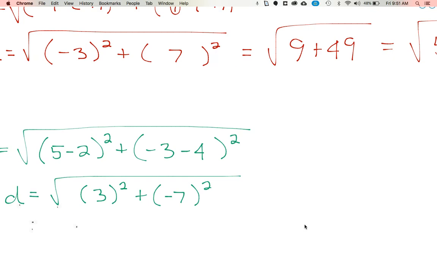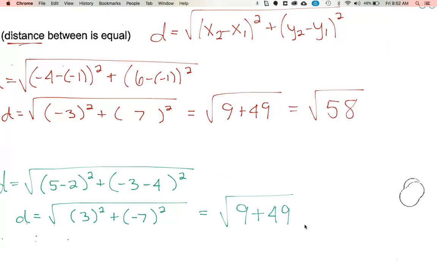So this is actually a good example, RJ. Notice how up top, it's -3 with a +7. Down below, it's +3 with a -7. When you square those, it really doesn't matter. Unless you type it into your calculator wrong, without the parentheses, you'll get something different.